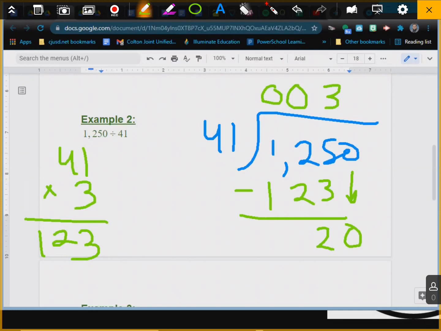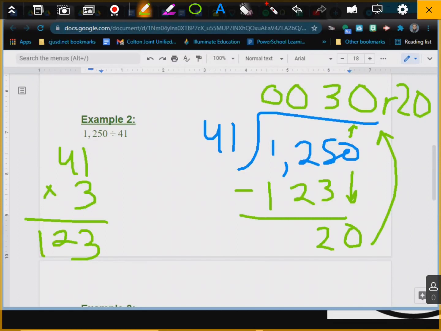Okay, and you have 20. Well, I know 41 doesn't go into 20, it goes in there 0 times, so it's going to be 30, remainder 20. The reason we add that 0 up here is because 41 went into 125 3 times, but for 1,250, it doesn't go into it 3 times. It goes in there 30 times. We didn't use that 0 before, but now we need to put it up there. But it's still remainder 20.